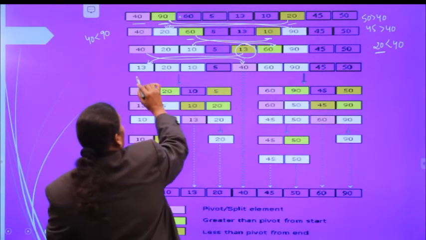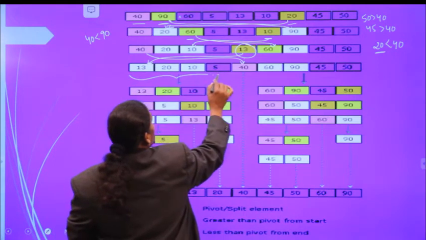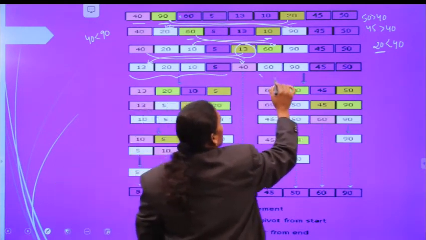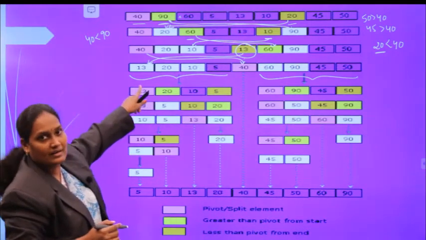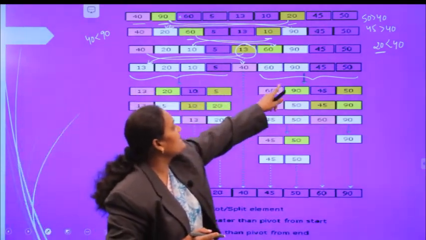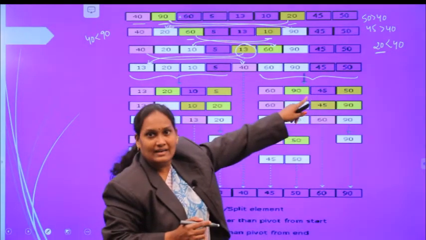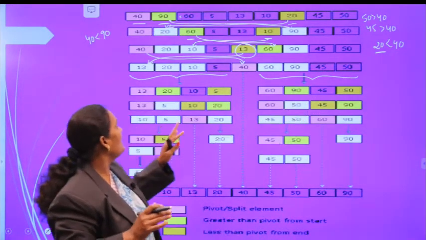If you observe the array, it is partitioned into two subarrays. The elements which are present before the pivot are less than it, and the elements which are present after the pivot are greater than it. So I hope you all understood.